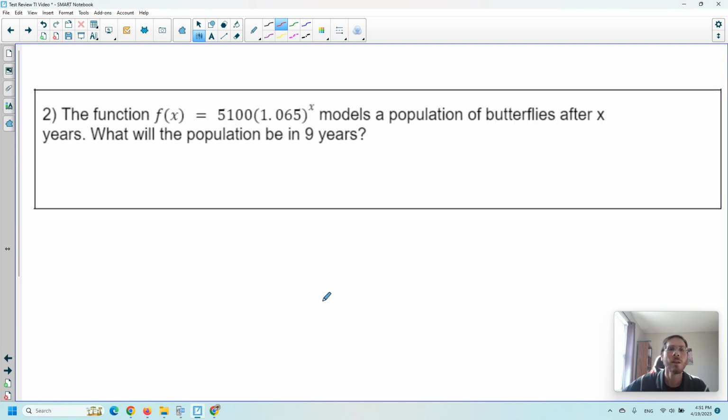Number 2, a function models a population of butterflies after x years. What will be the population in 9 years? The goal is we're going to plug 9 in for x. So 5100 times 1.065 to the 9th power.